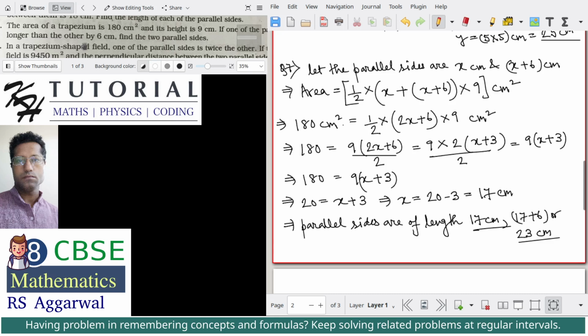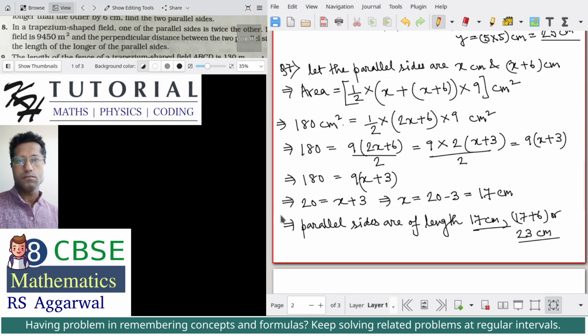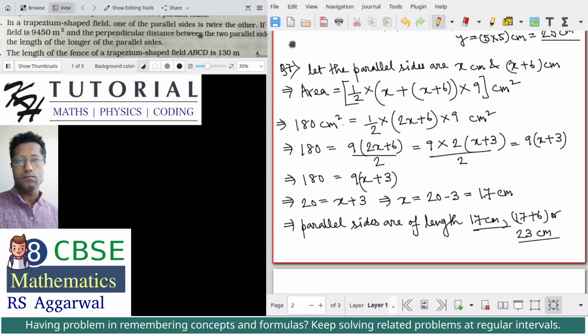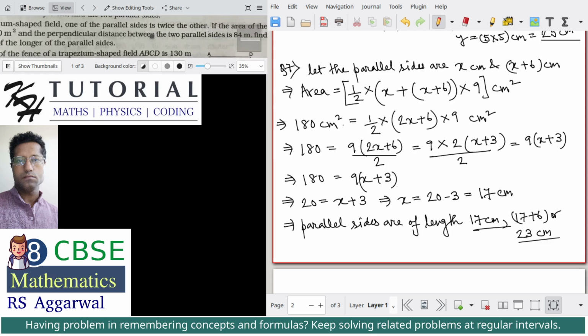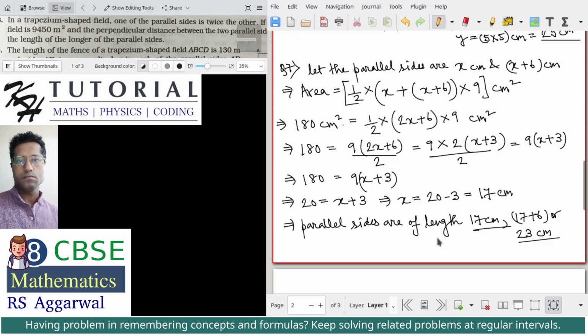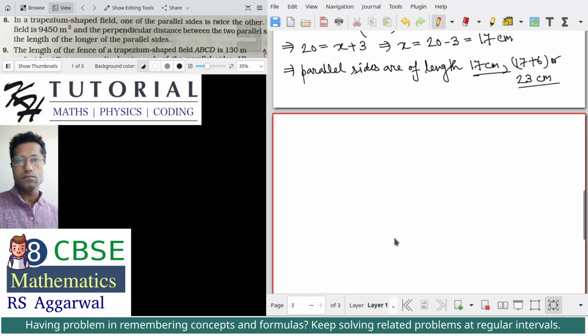Let's see the question number 8. In a trapezium shaped field, one of the parallel sides is twice the other. If the area of the field is 9450 meter square and the perpendicular distance between the two parallel sides is 84 meter, find the length of the longer of the parallel sides. Question number 8. So it is given that area is given and one of the parallel sides is twice the other.